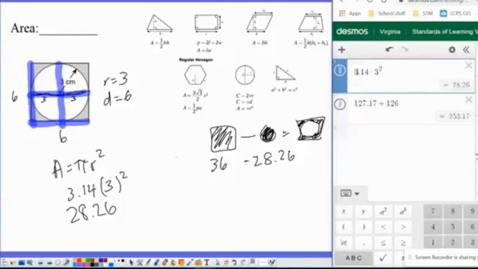So now I'm going to do 36 minus 28.26, and I get 7.74. And this is an area, so it's going to be centimeters squared. So make sure you utilize all of these strategies when you're going forward with area.